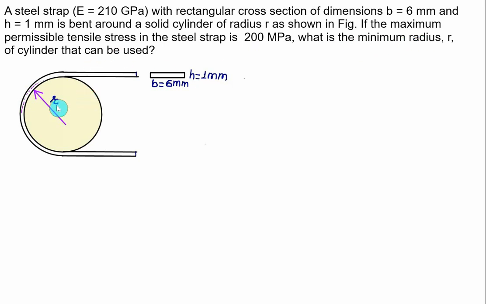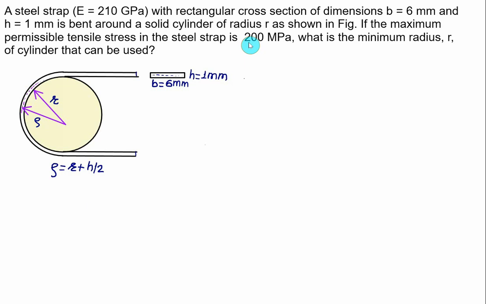So you have to find out here the value of the radius r, and this dotted line here represents the neutral axis, which is from the top and bottom at a distance equal to h by 2. So that is a very small value, actually 1 mm is a very small value. So we can calculate here the radius of curvature rho, which is equal to r plus the thickness h divided by 2.